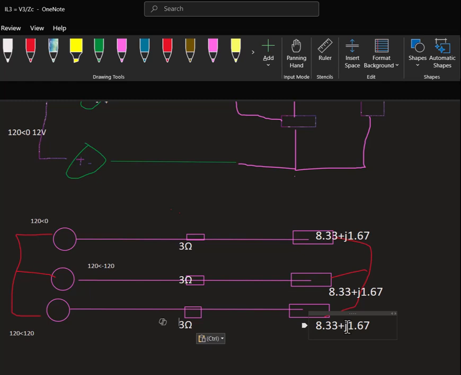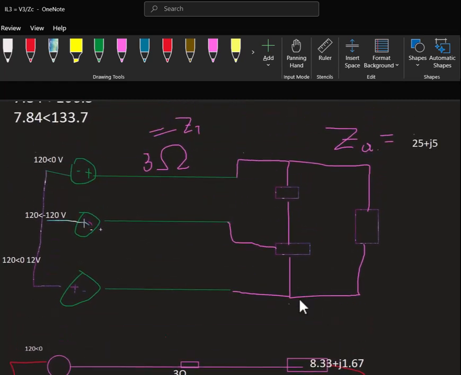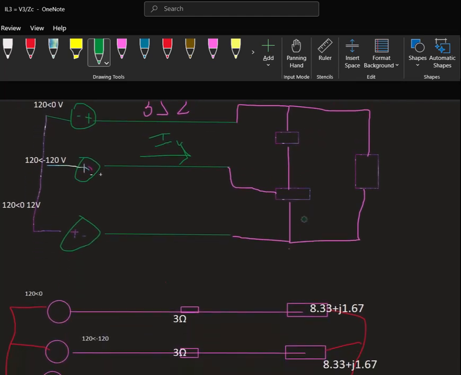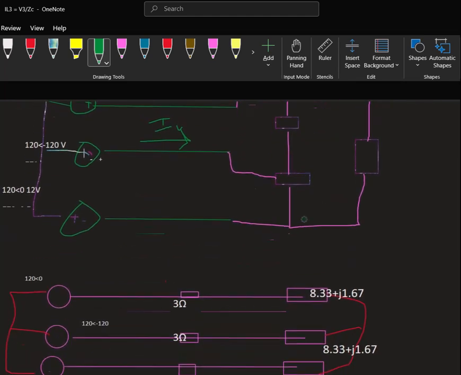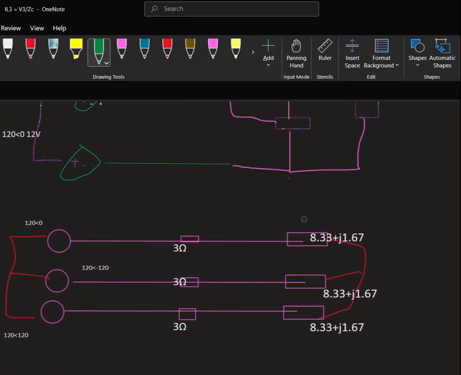And then, if our original problem was to find the line current right here, would we have to do any converting back? Once we find this, do we have to convert back, or do we have the right answer? That's a good question. I think we have the right answer, because we have voltage and phase.